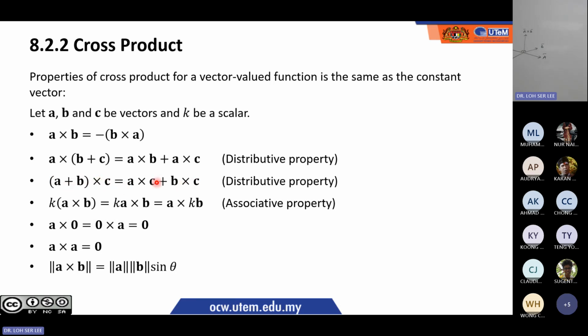Distributive properties. Next one, associative property. Since this is multiplication, your k is multiplied to either A only or B only. A cross zero vector, you will get zero vector, because the output from the cross product is a vector. This is a zero vector. And when A crosses the same vector, you will get zero vector as well. And the magnitude of the cross product is the same as this.